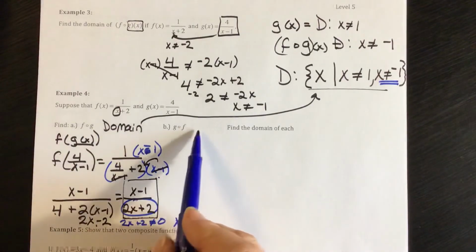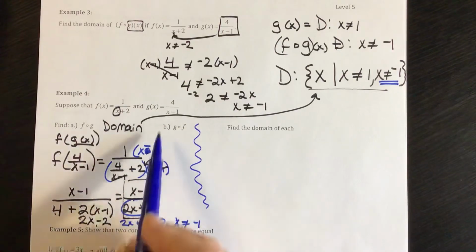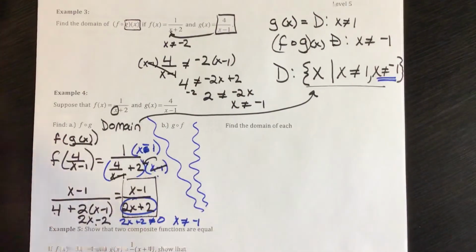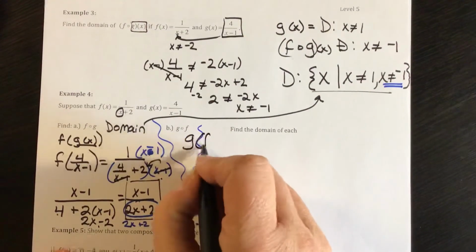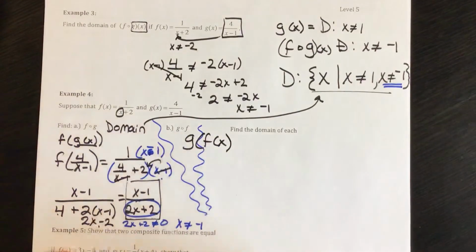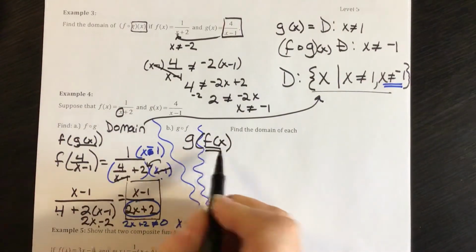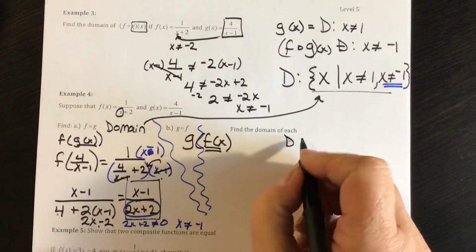All right, so now let's go this way. g of f of x. So I have g of f of x. So now I'm looking at the domain for f of x.